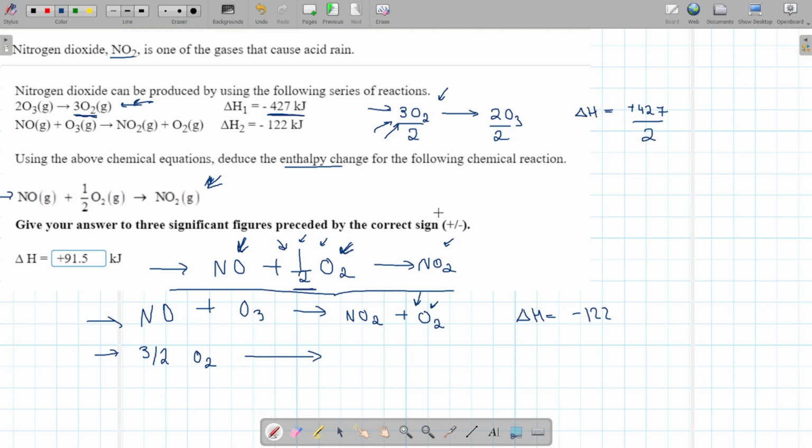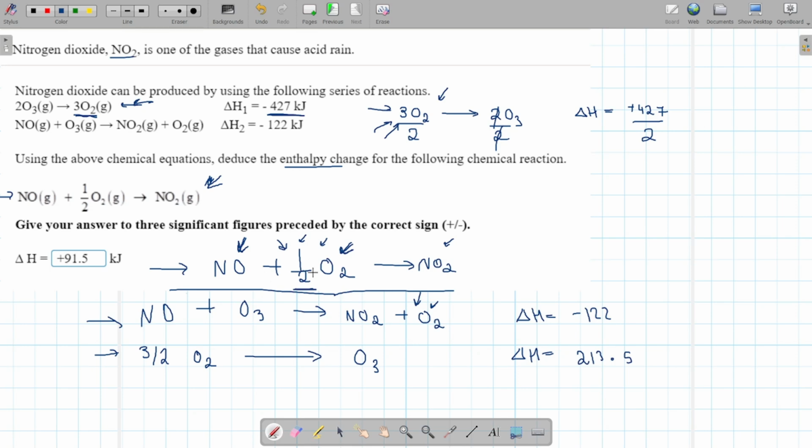to produce... Now 2 over 2, they cancel, so it just becomes O3, and my delta H is now 427 divided by 2, which, if I'm not wrong, is 213.5. It should be 213.5.